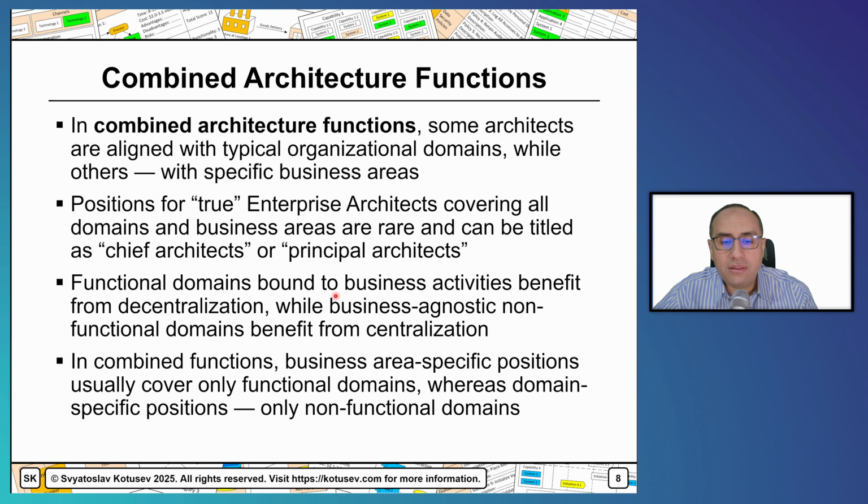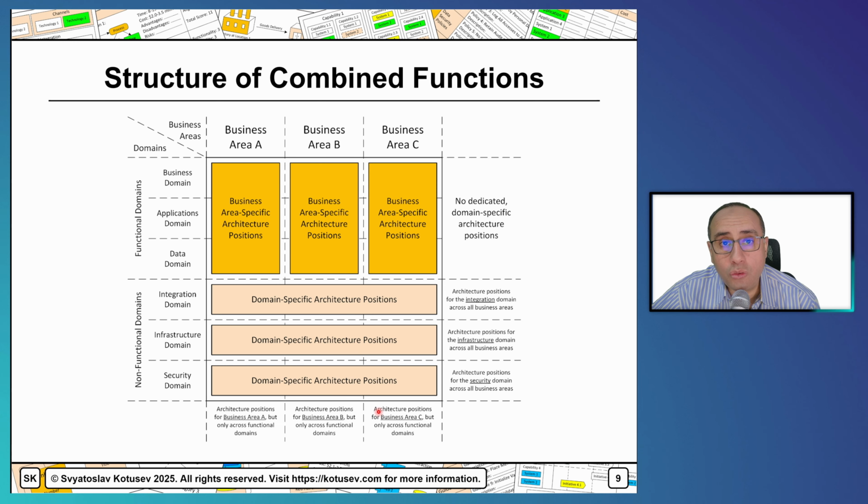Functional domains bound to business activities benefit from decentralization, while business-agnostic non-functional domains benefit from centralization itself. In combined functions, business area specific positions usually cover only functional domains, whereas domain specific positions cover only non-functional domains. And let me show it to you in the next slide. And actually, this is very, very common in multiple organizations.